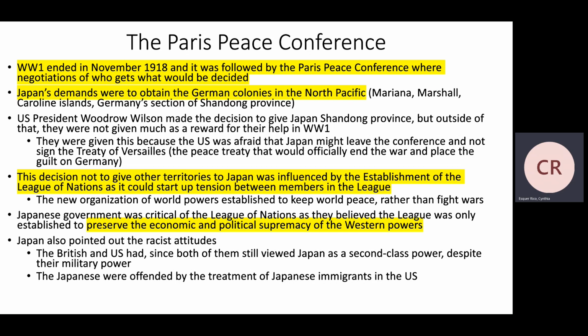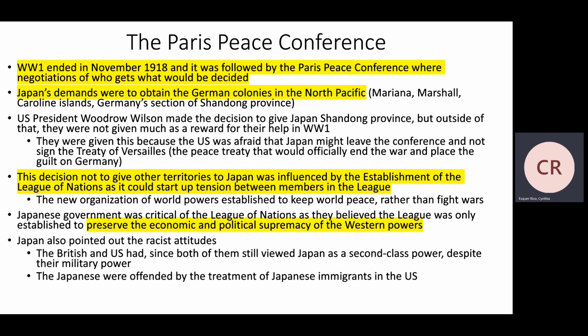Japan's demands were to obtain the German colonies in the North Pacific. So all these little islands that Germany used to have, hey, naturally those are ours because we kicked their butt, right? US President Woodrow Wilson made the decision to give Japan Shandong province, but outside of that, they were not really given much as a reward for their help in World War One. They were given this because the US was afraid that Japan might leave the conference and not sign the Treaty of Versailles, the peace treaty that would officially end the war and place the guilt on Germany.